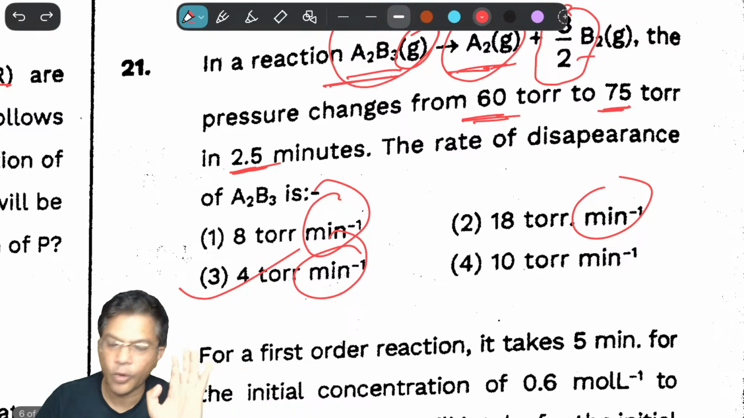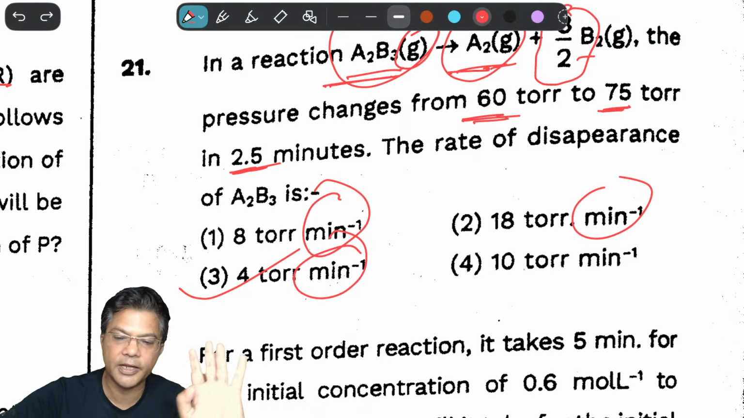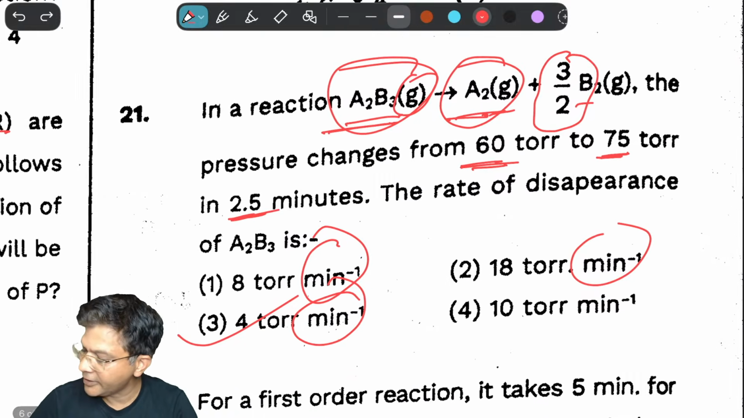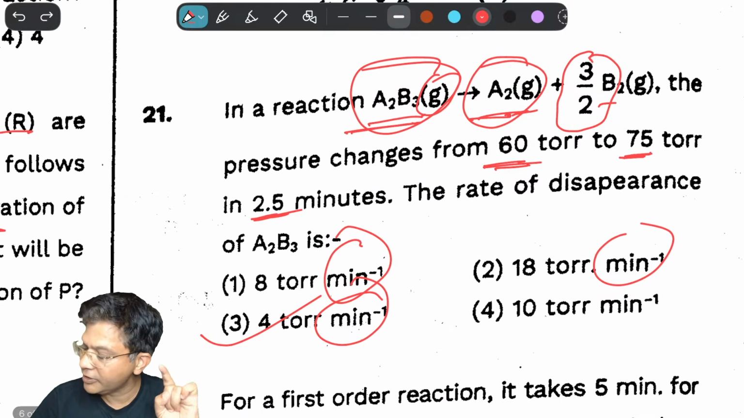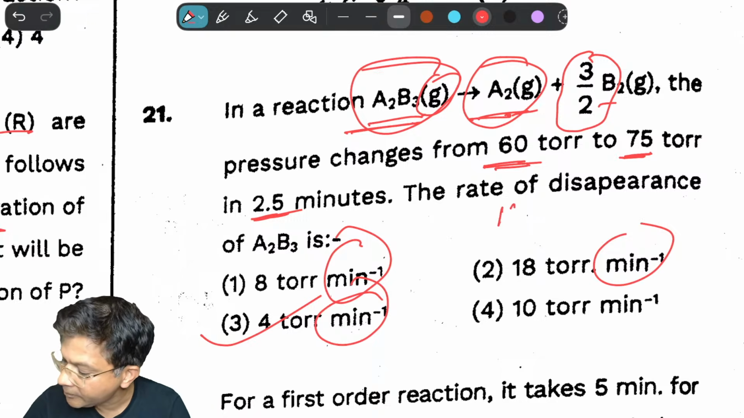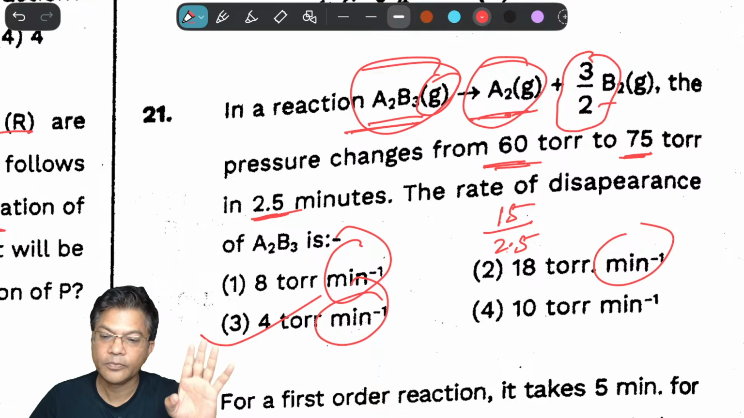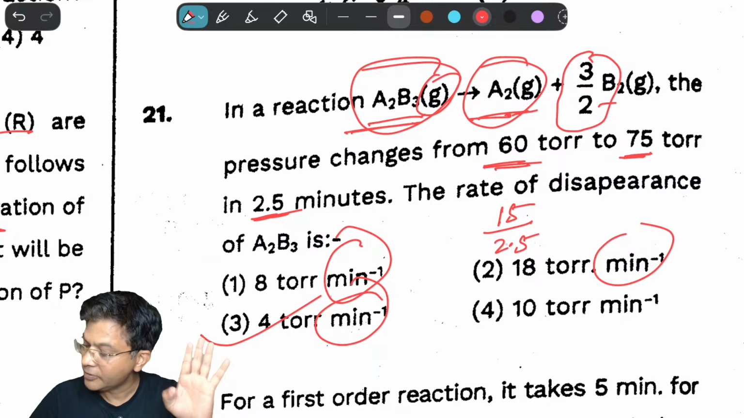Let me tell you orally, without any equation. Just see. What I have written at that time, I have written that the difference from 60 to 75 is 15, in how many minutes? In 2.5 minutes, right? 15 in 2.5 minutes. Are you getting my point?